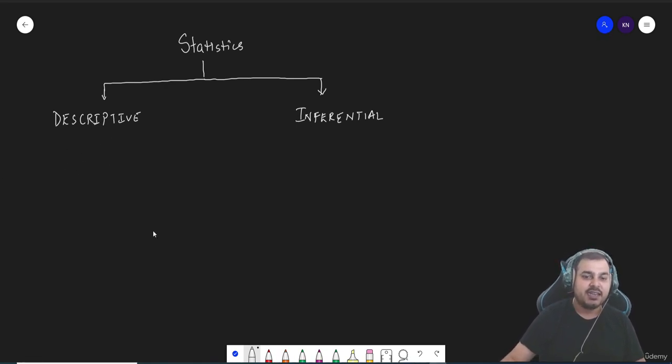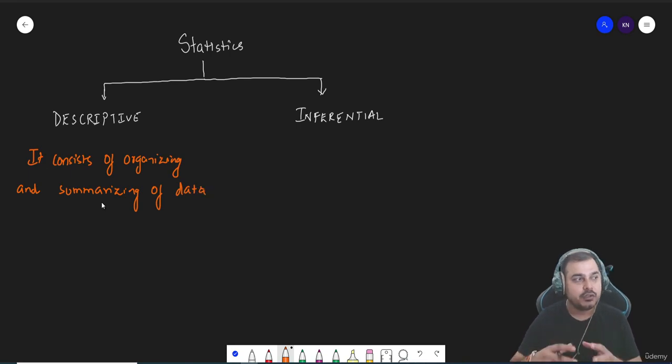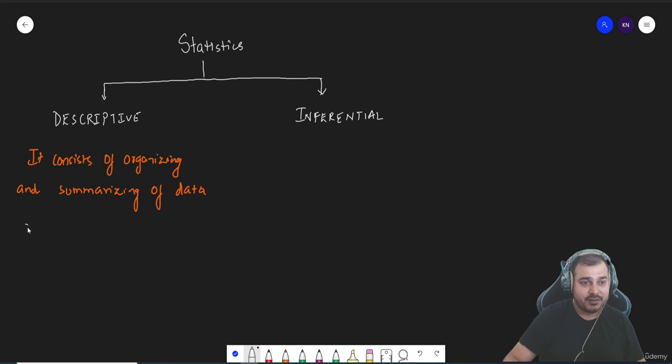One is descriptive and the other one is inferential. Descriptive statistics consists of organizing and summarizing of data. I'll give you a lot of examples, so don't worry. Organizing and summarizing of data. So all the techniques that are basically used specifically in statistics to organize and summarize the data belong to the part of descriptive statistics. So, some of the basic examples or basic techniques that are actually used.